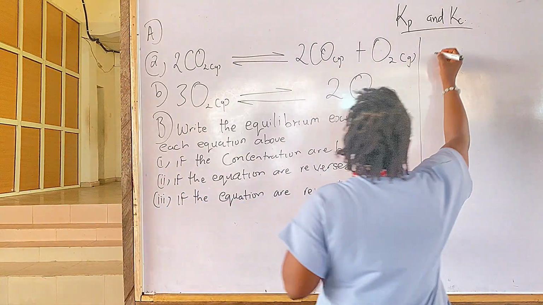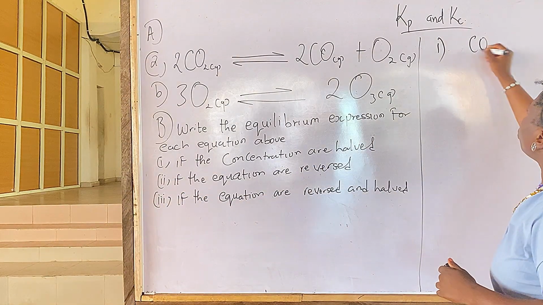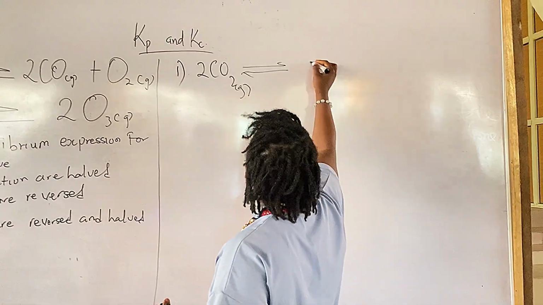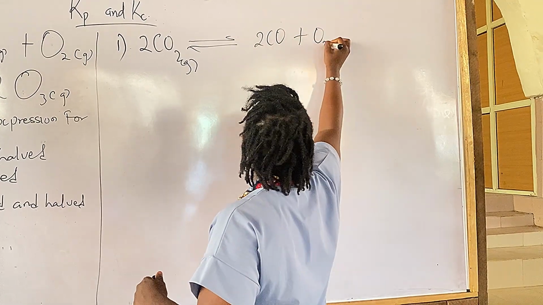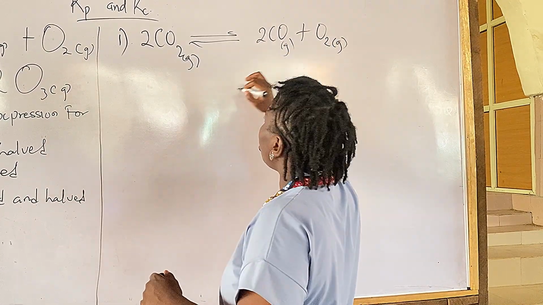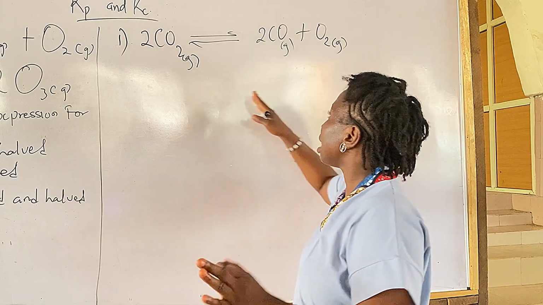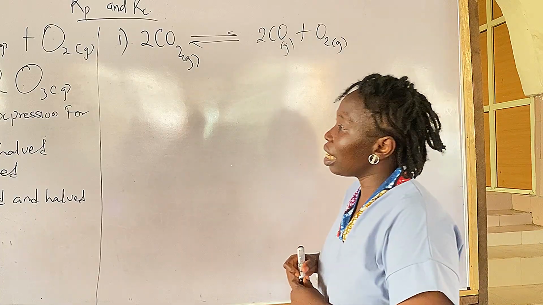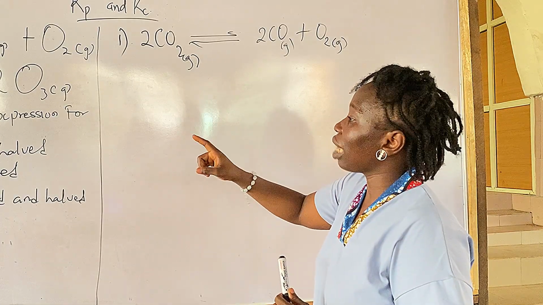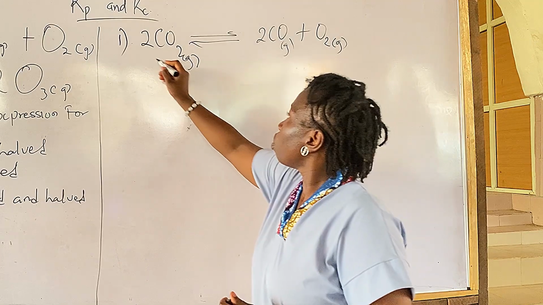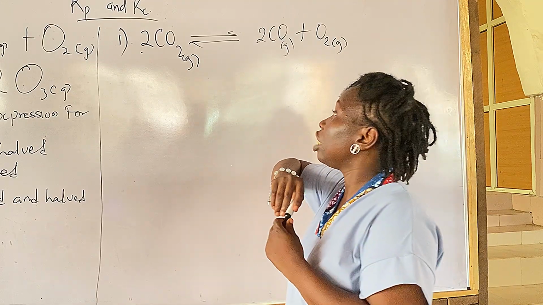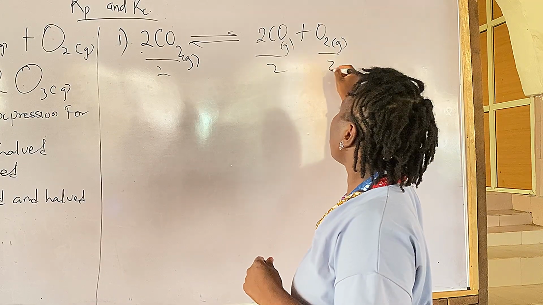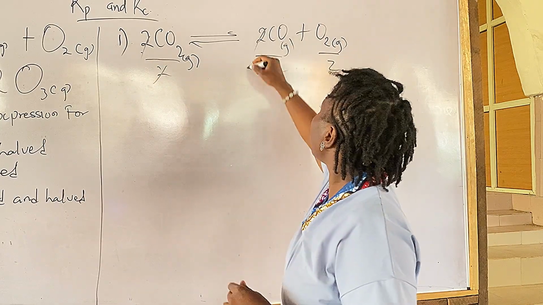So for the first one, we have two molecules of CO2 decomposing to give us 2CO plus O2. The first thing you do is to check if the reaction is balanced. Is it balanced? Yes, it is balanced. The next thing is, if the concentrations are half, that means we know that the concentration is the stoichiometry of the reaction. So divide by half.